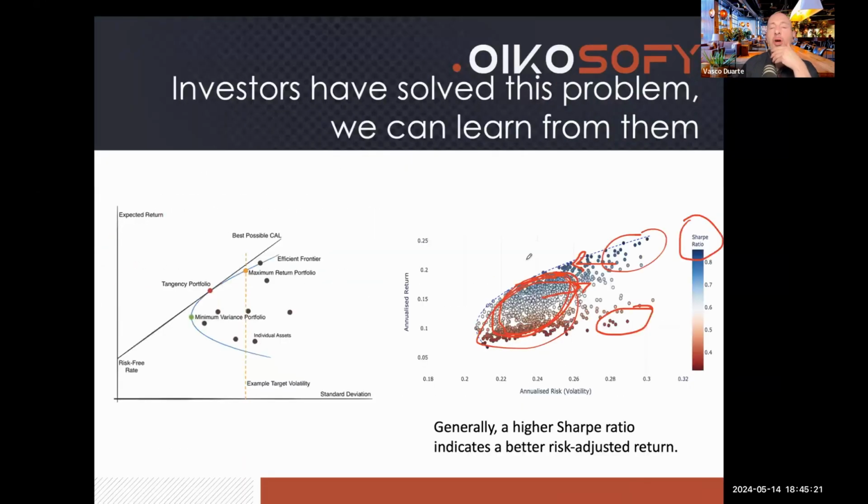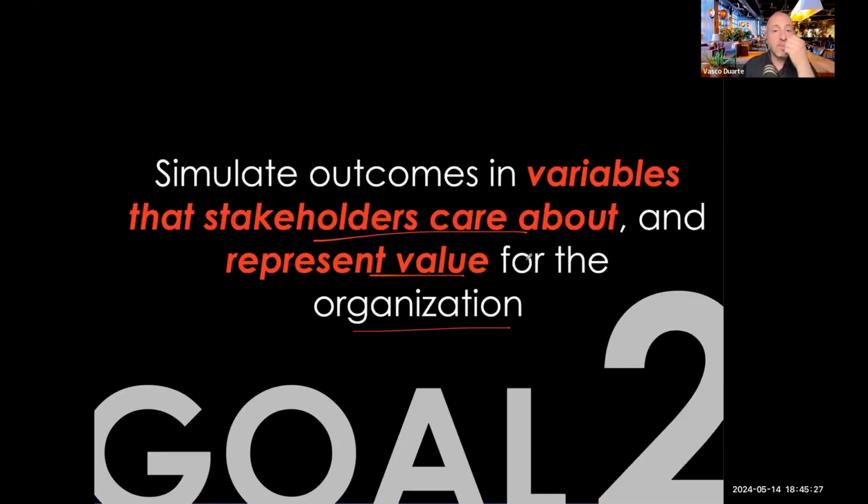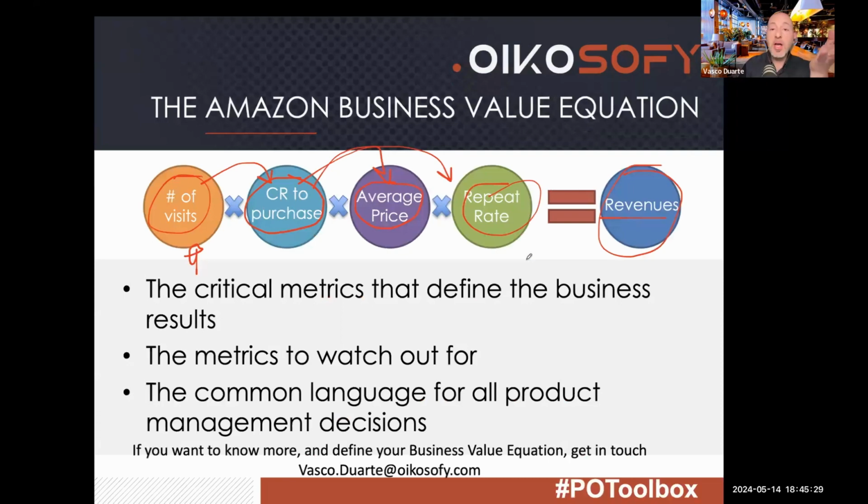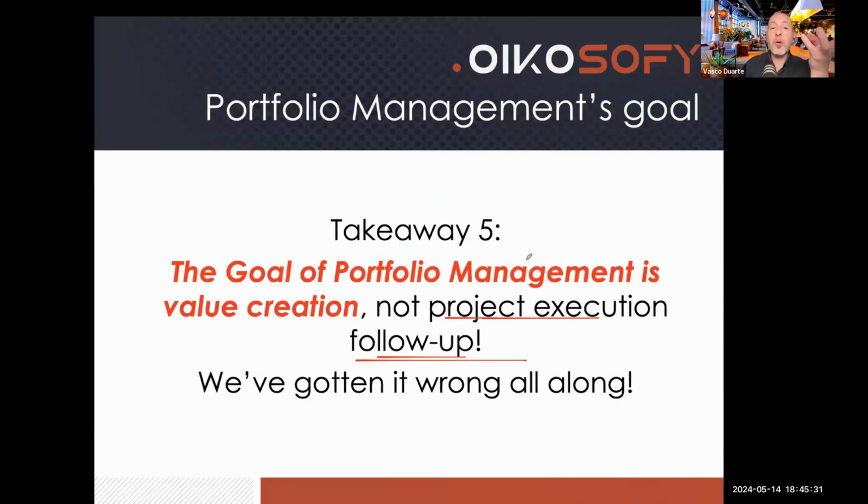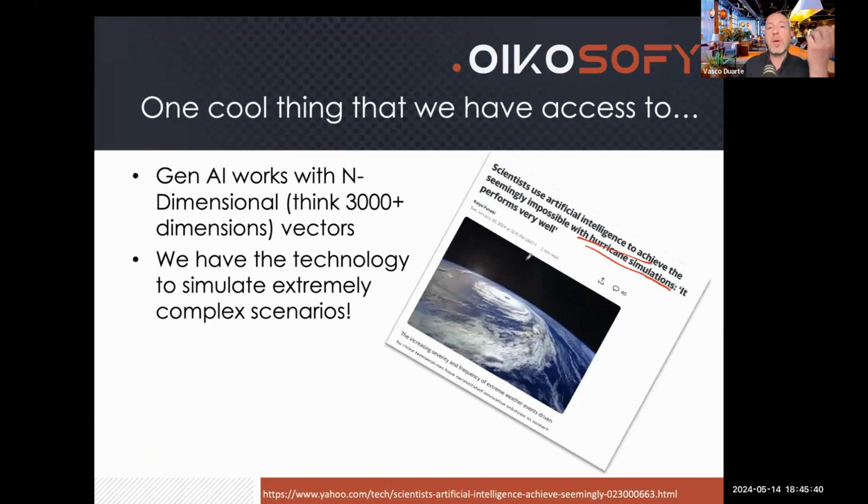We need to focus on simulating visually variables that the stakeholders care about. That's step 1. Step 2 is define those variables and focus on value creation. So change the processes at portfolio management to focus on value creation and decision making. And now we talked about how we can use existing systems already. This is not science fiction anymore, to simulate the outcomes when there are thousands of variables involved.